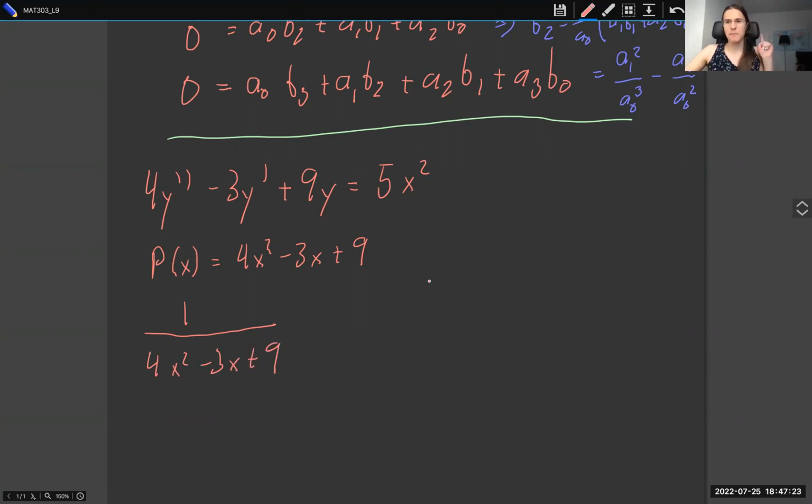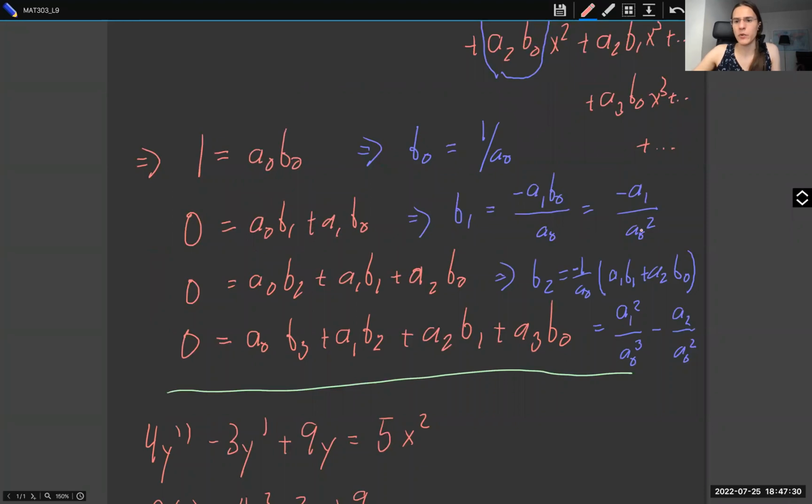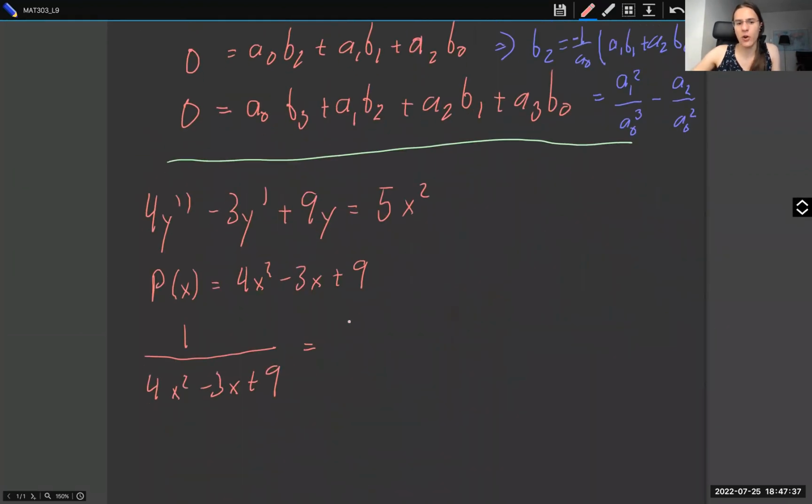Well, here's actually a better way to do it. First off, A naughts is usually very annoying, and we're going to get increasing multiples of A naughts. So there's going to be like an A naught cubed. And so it's better if we factor out A naughts at the start. So let's write this as 1/9 times 1 over, and then let's rearrange the coefficients. So it's 1 minus 1/3 x plus 4/9 x squared.